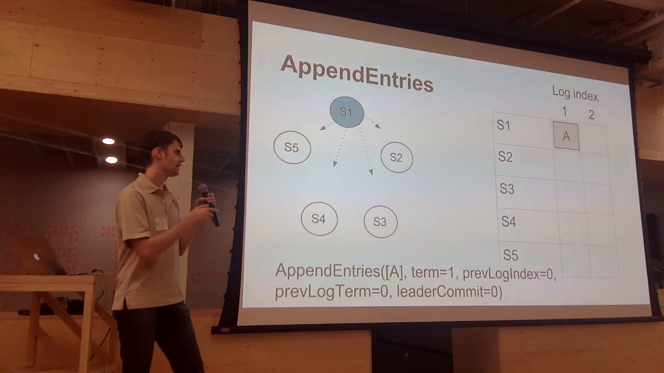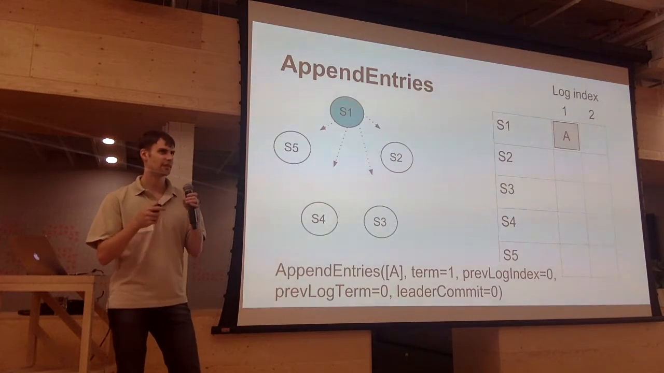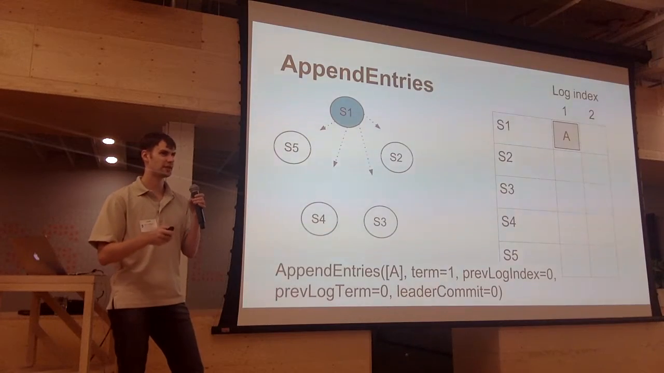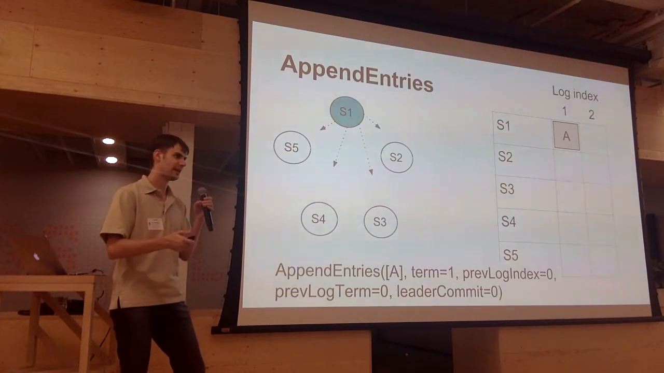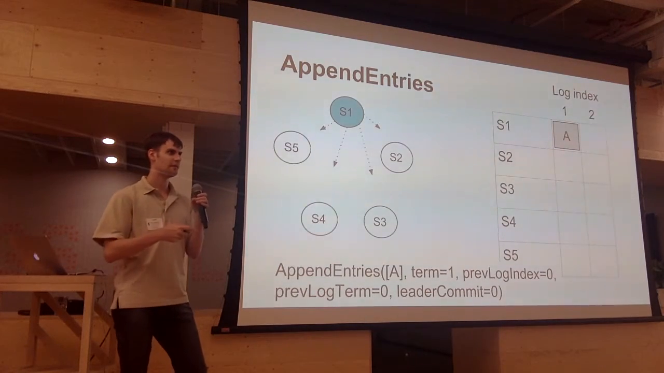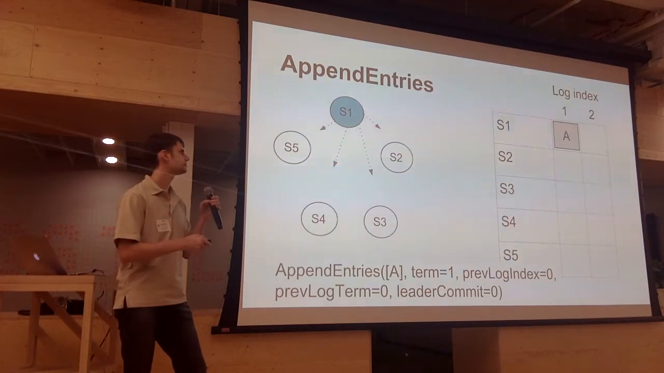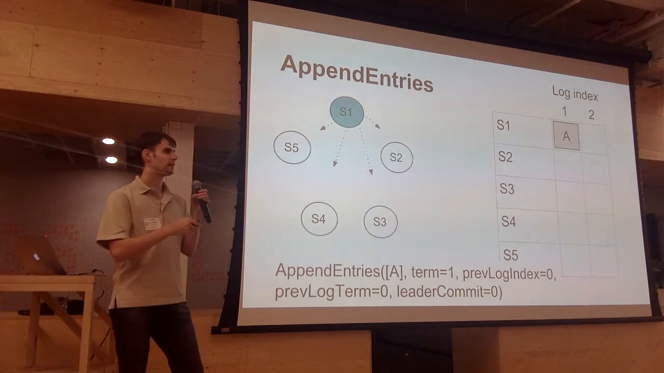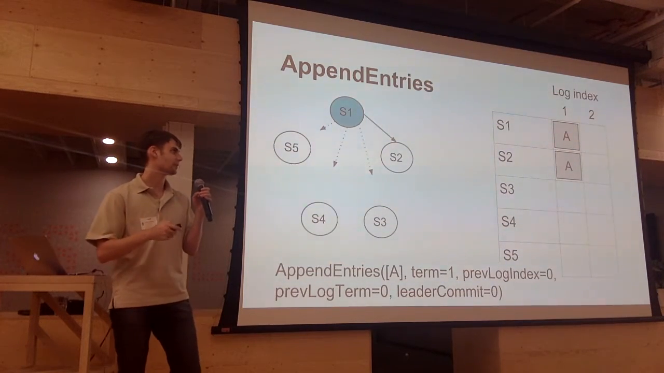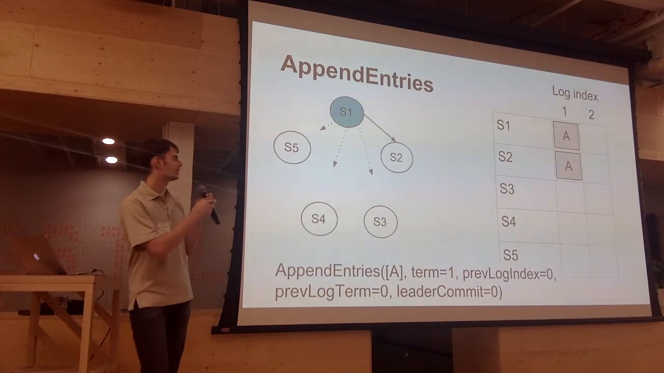One thing you might notice is that the indexes and the term are one-based, and this is from the paper. The first term is term number 1, and the first index is index number 1. So telling somebody that the previous log index was 0 means that there was nothing there before. We've sent out messages to all of our followers. Let's say it gets through to server 1, sorry, to server 2.